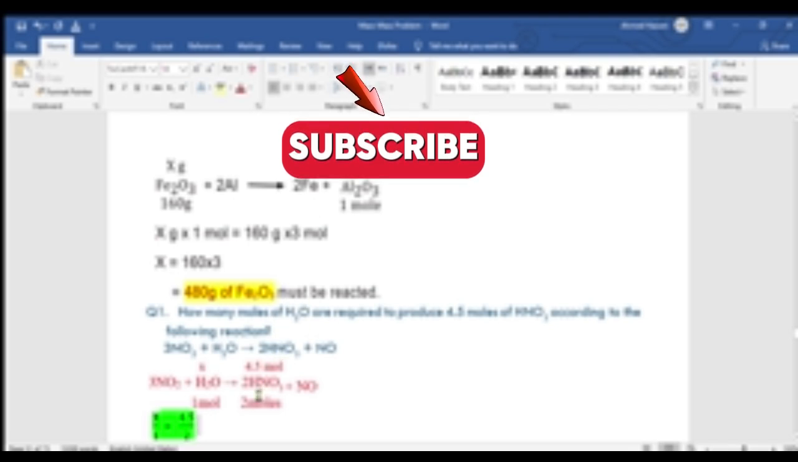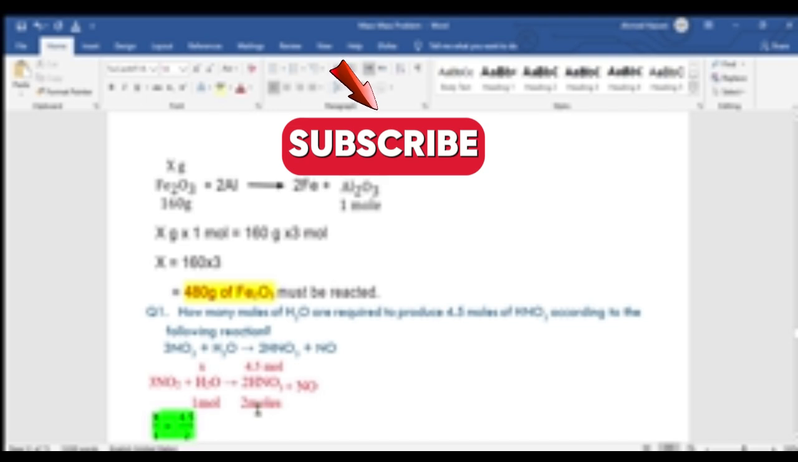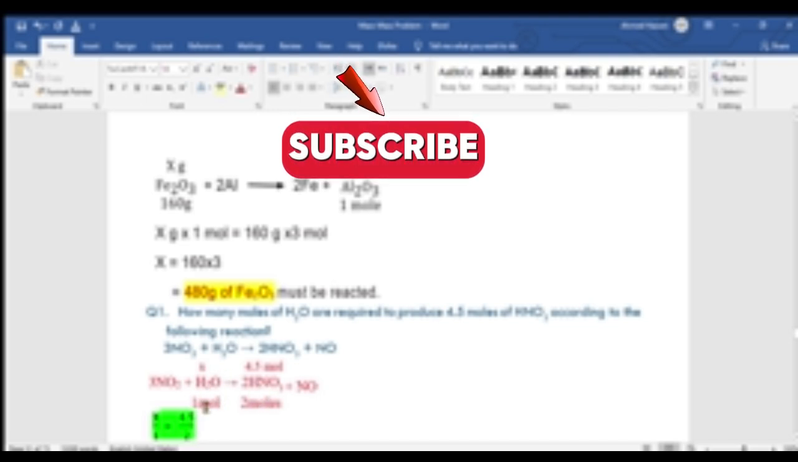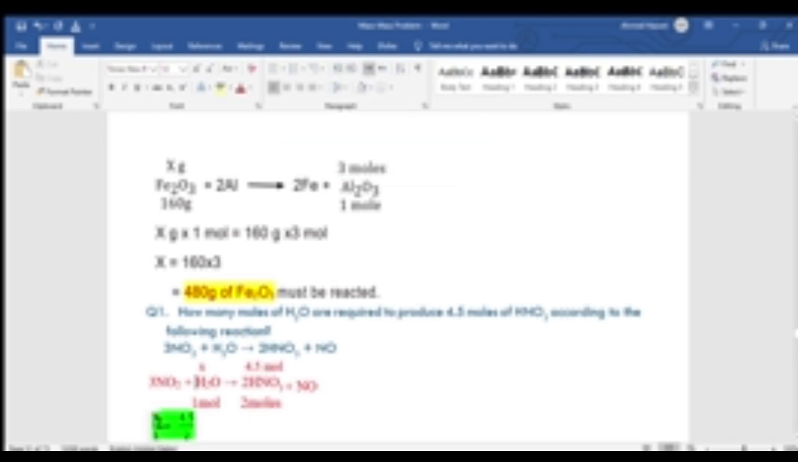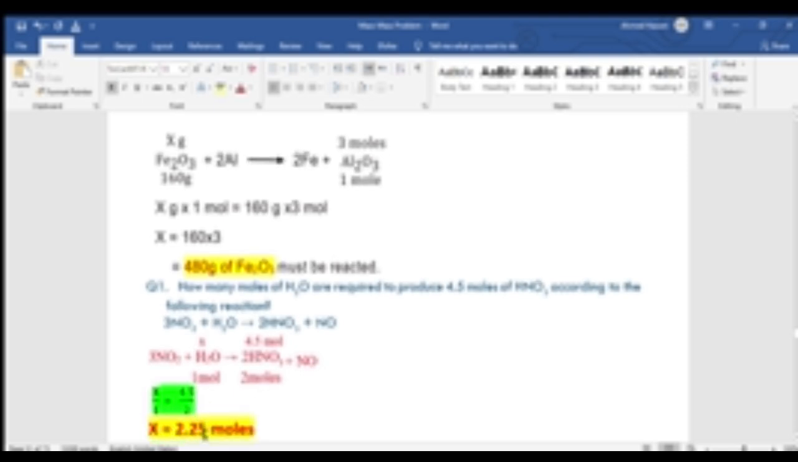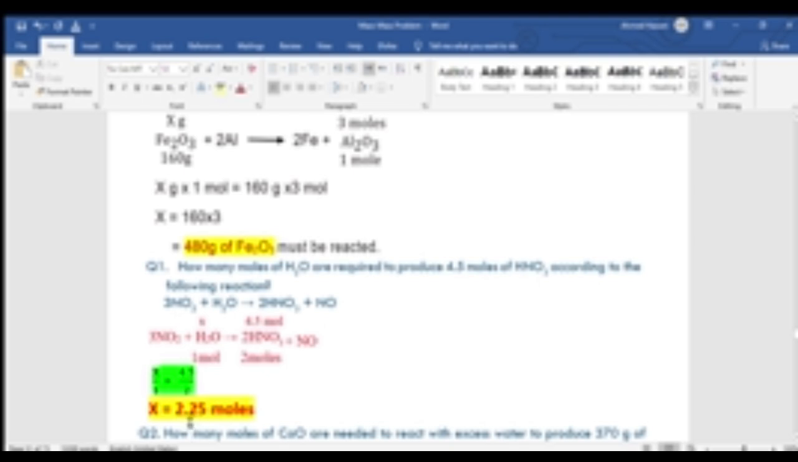Therefore, the coefficient of nitric acid is 2. You will write 2 below this formula, and you will write 1 below water because the coefficient of water is 1. Therefore, you will set up the proportion x over 1 is equal to 4.5 over 2. X over 1 means x. Therefore, the value of x is equal to 4.5 divided by 2, which is 2.25. Okay, question number 2.